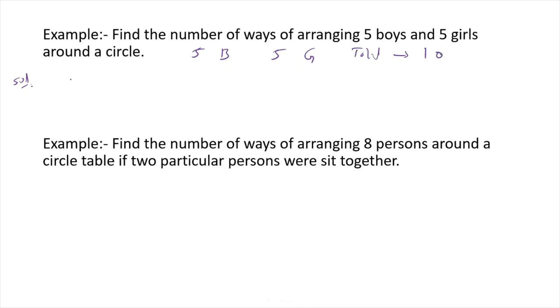The number of ways of arranging is equal to 10 minus 1 factorial, because the number of circular permutations of n objects is n minus 1 factorial. The number of circular arrangements of these 10 people is going to be 10 minus 1 factorial. If you want, you can write it as 9 factorial. Okay, so let us answer the second question.